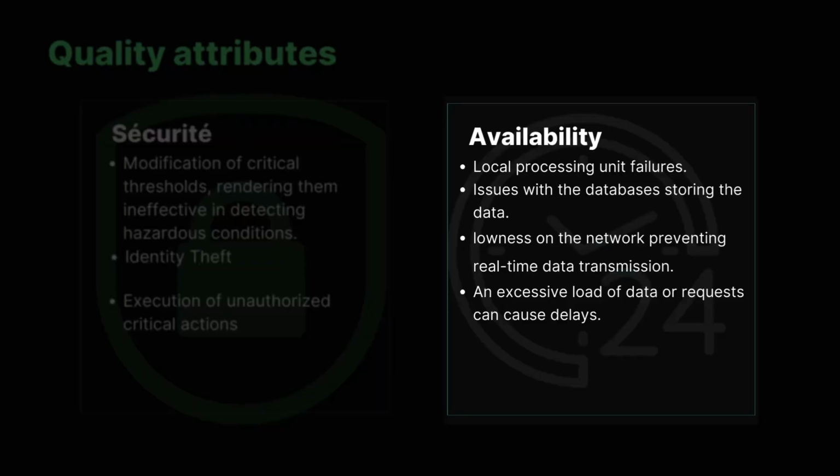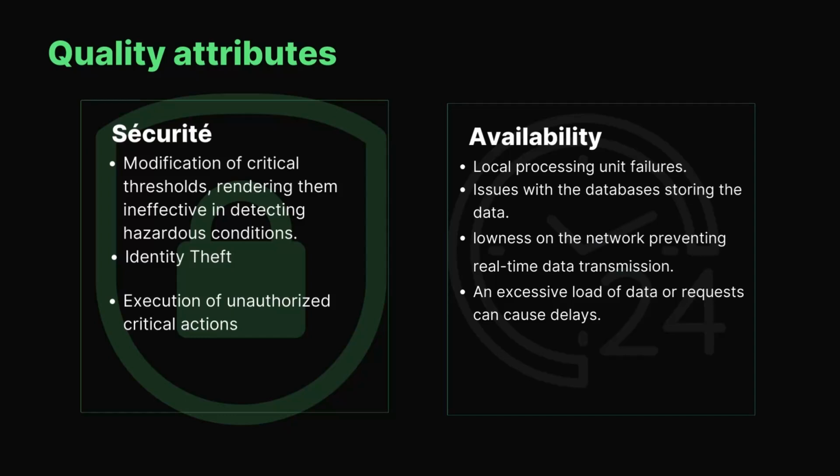Availability is equally crucial because our system must operate continuously to ensure safety. Any downtime could mean missing critical data indicating an impending incident, preventing timely responses, or creating gaps in data that lead to flawed decision-making. In essence, if the system isn't available, it can't prevent incidents. Together, these attributes ensure our system is both trustworthy and reliable, capable of maintaining safe refinery operations 24/7.